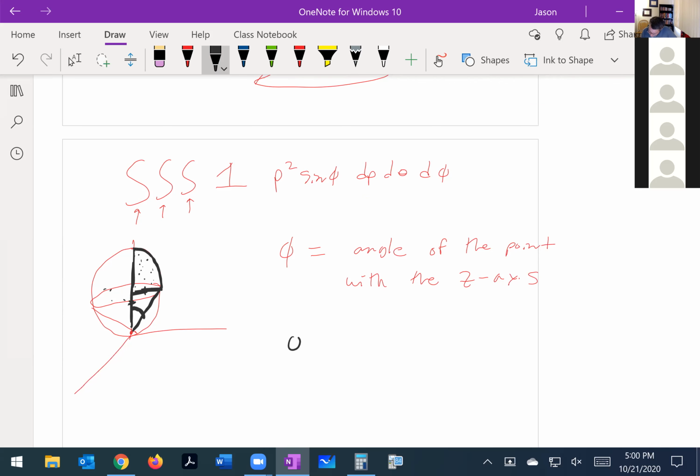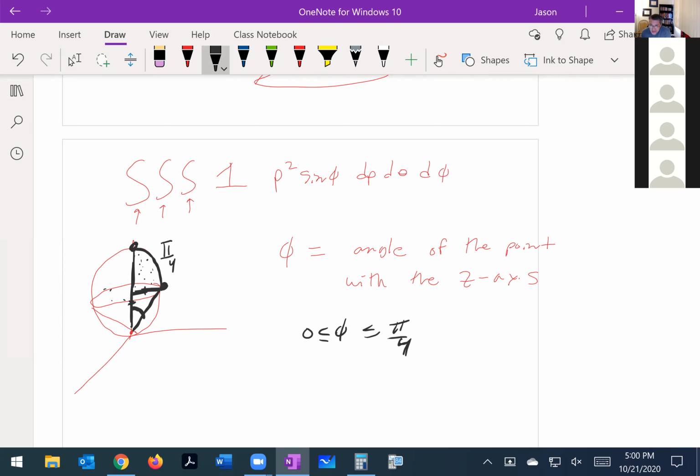Phi goes from 0, which would be this point, all the way down to this point. And so phi goes through an angle of pi over 4. So phi goes from 0 to pi over 4. Oh, okay, that's kind of cool. That's going to give me my whole ice cream cone.